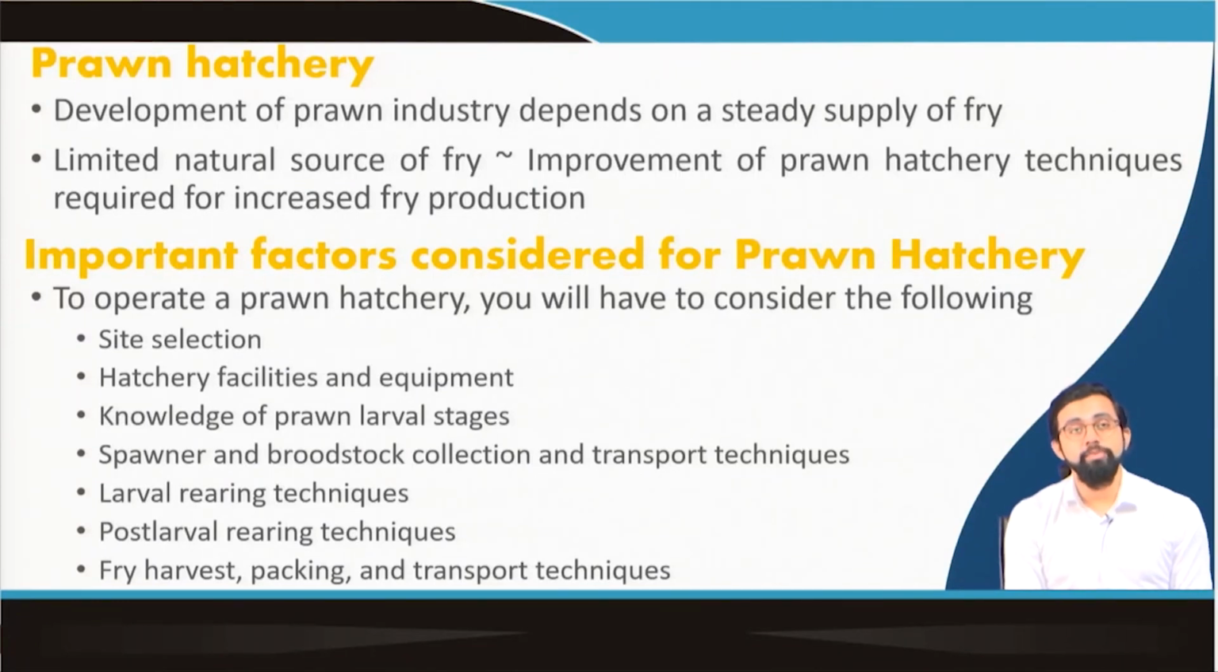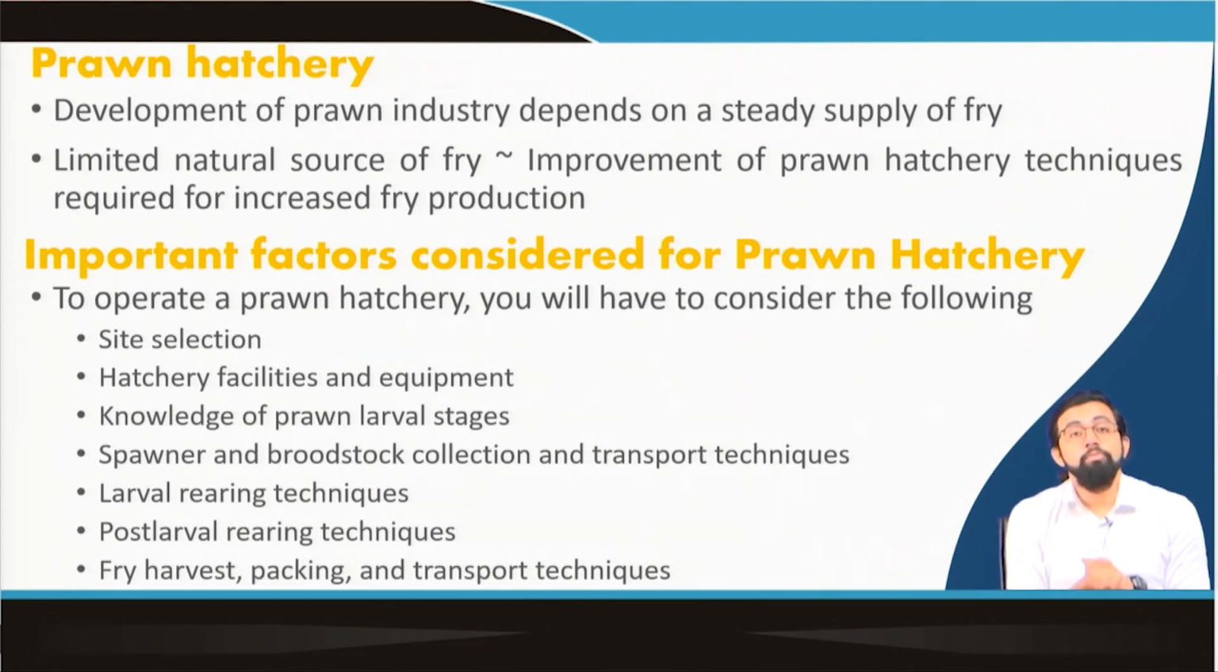So, when we design a prawn hatchery, the development of the prawn industry in general really depends on the steady supply of fry, because the natural source of fry is limited. That's one of the major reasons why we need to go for designing proper hatcheries, because the natural supply of fry is limited, and most of it disrupts the wild population. Because of that, we need to improve the prawn hatchery techniques, which will require us to increase the fry production.